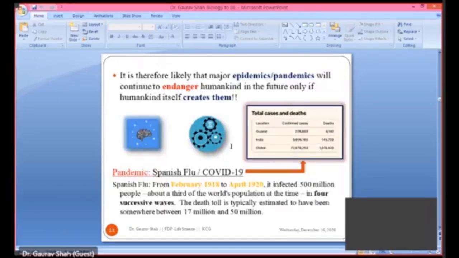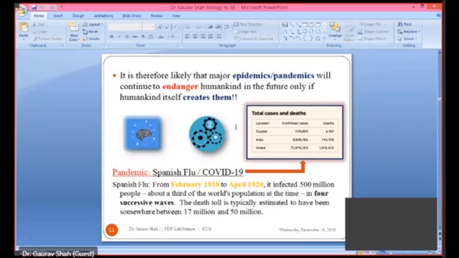So it is therefore likely that major epidemics or pandemics, right? Earlier it was only epidemic, but with the recent pandemic, I have included that also, will continue to endanger humankind. And everybody again will agree with this data. These are today's data regarding COVID, global, at India level and at Gujarat level. This will endanger humankind in future only if humankind itself creates them. Now, there is again a question to create, right? It's a debate regarding this COVID-19.